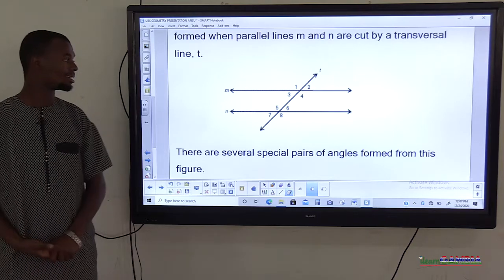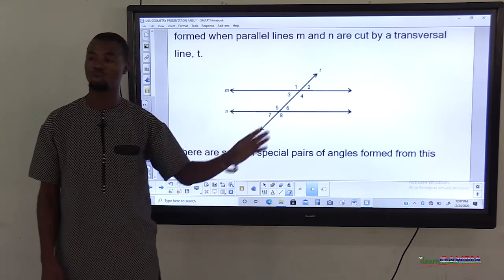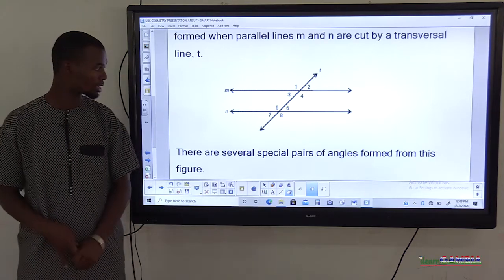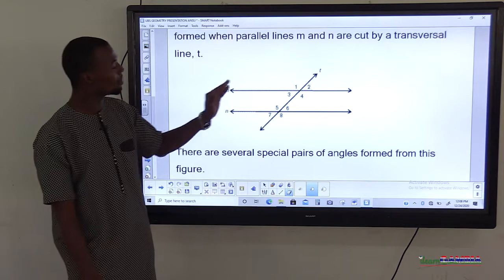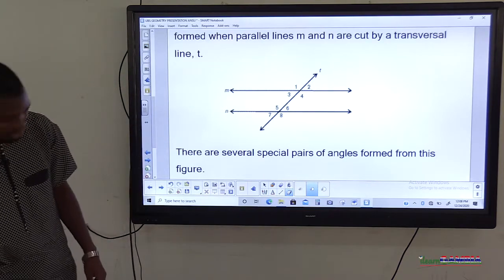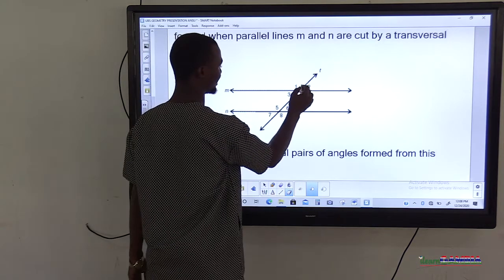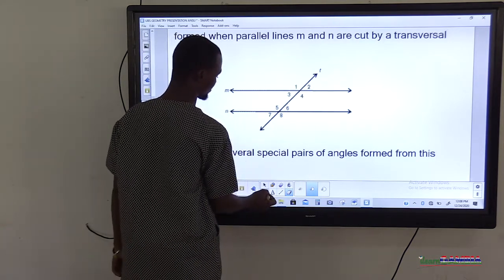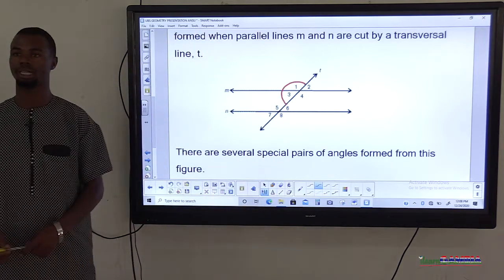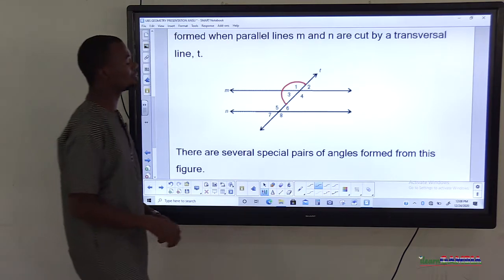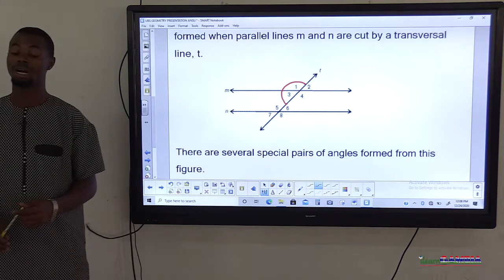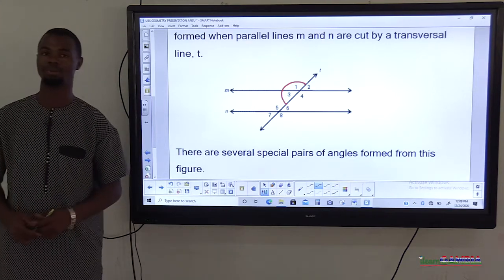Supplementary pairs: angle 1 and angle 2 are supplementary angles. Angle 1 and angle 3 are supplementary angles. This is a supplementary pair. Then we have angle 2 and angle 4 are also supplementary angles.